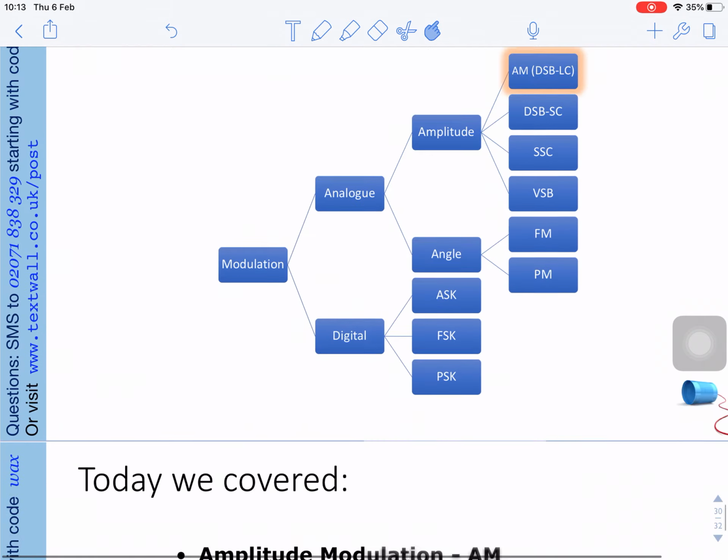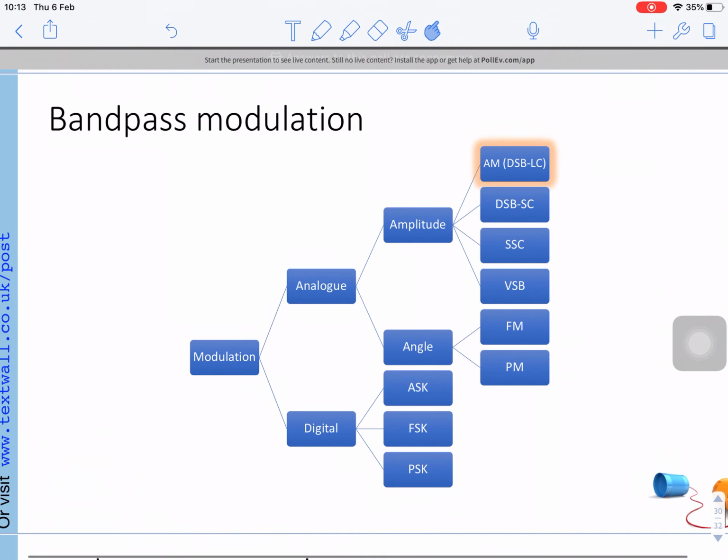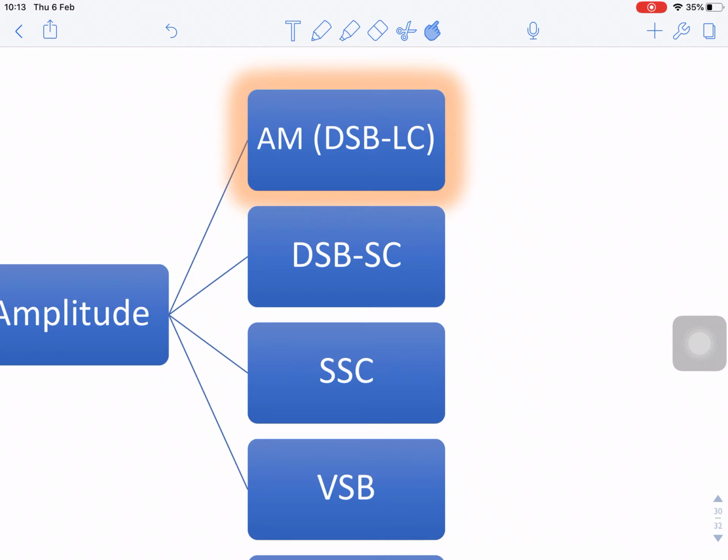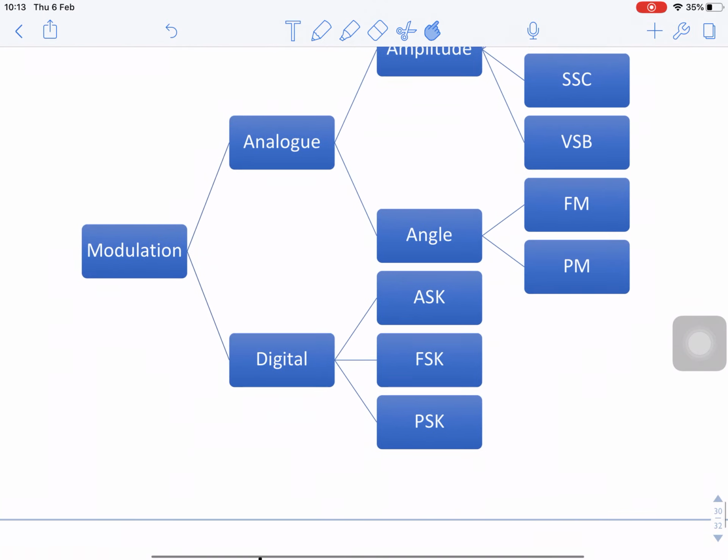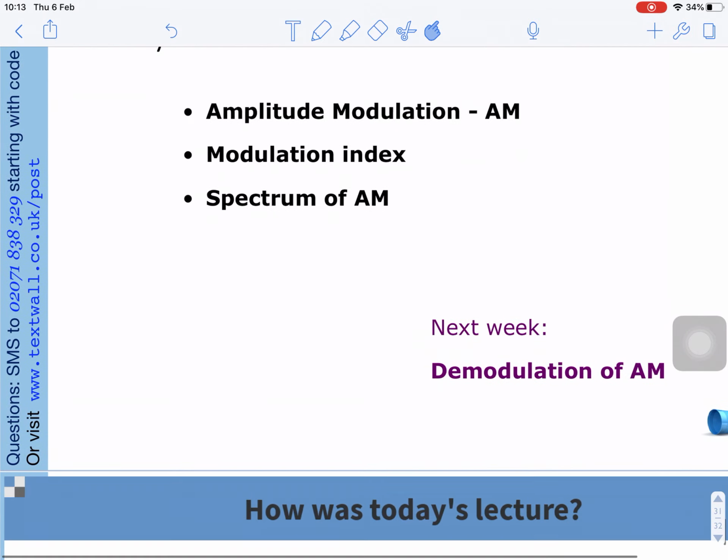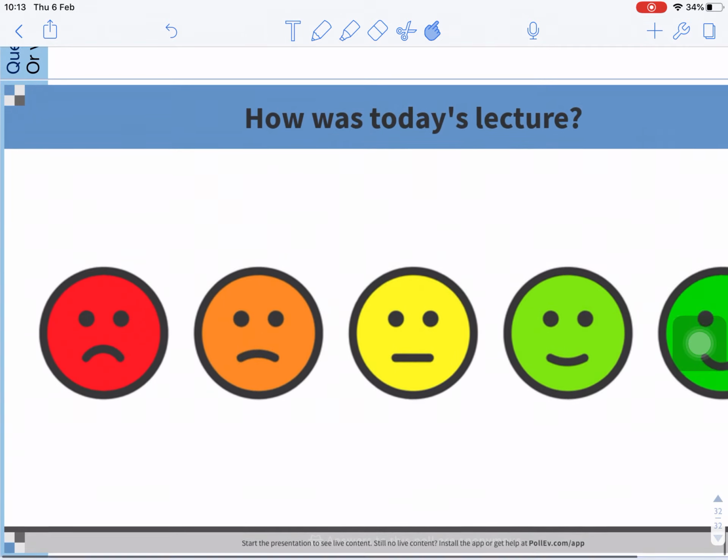So let's continue. Now we have the double-sideband large carrier signal, which is called the AM signal. Generally, we've covered that. So next week we're going to talk about demodulation.